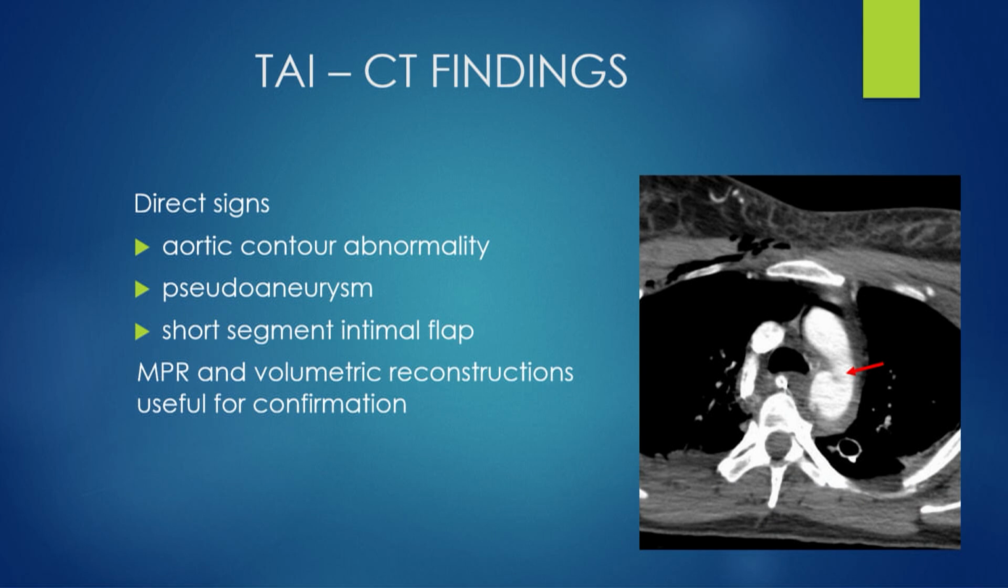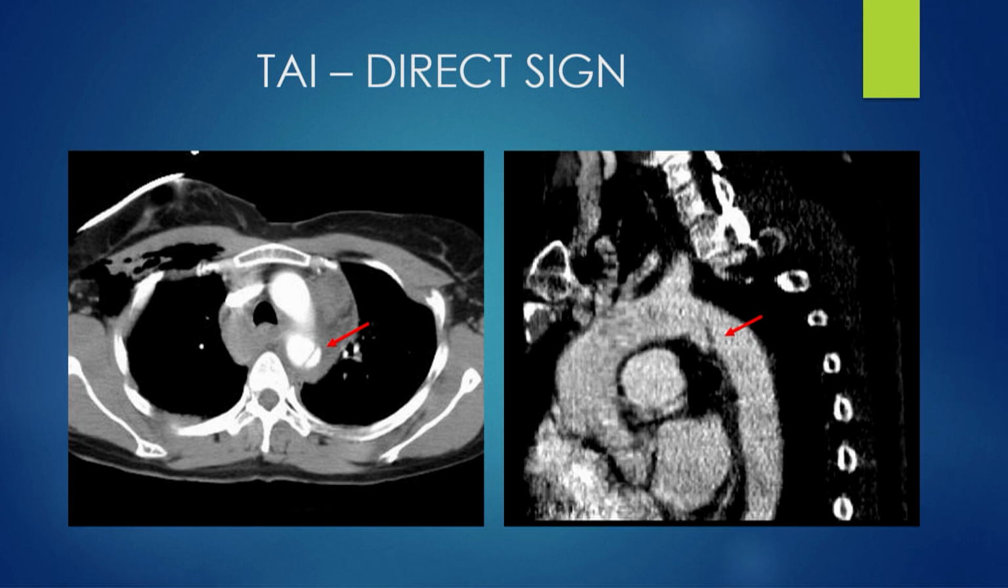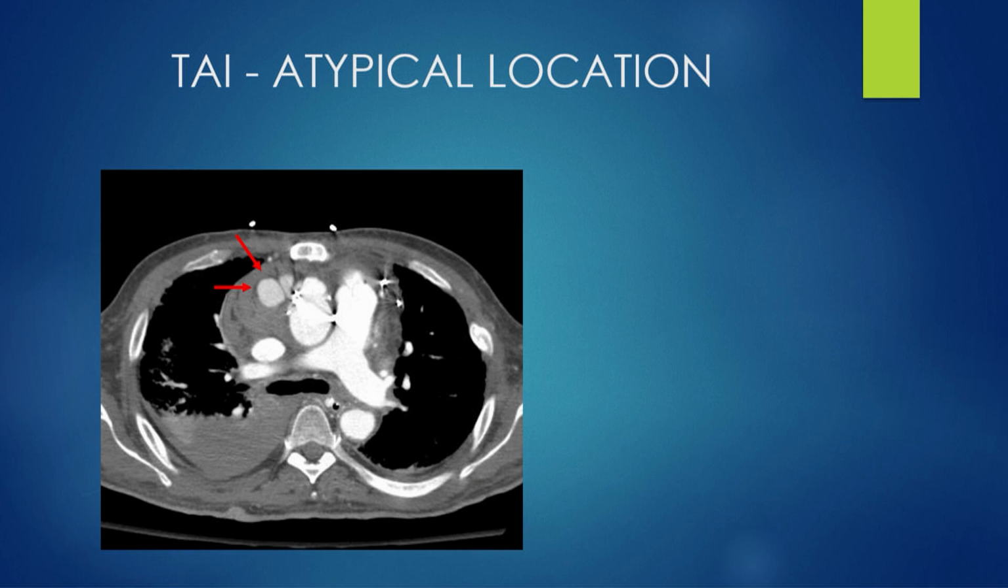Now, of course, the direct signs are going to be an aortic contour abnormality or pseudoaneurysm. We're a major trauma center. We see quite a number of these. And it's not rare to see a short segment intimal flap, as the arrow is pointing to. You can use MPR and volumetric reconstructions to confirm it. So the direct sign is, again, shown by this. And here's just another example with hemorrhage around it.